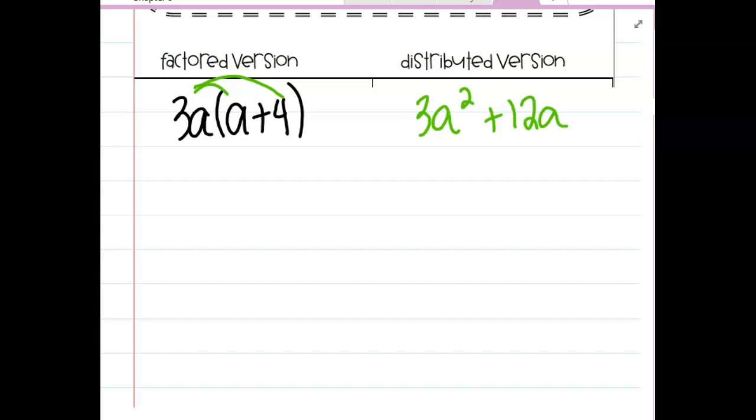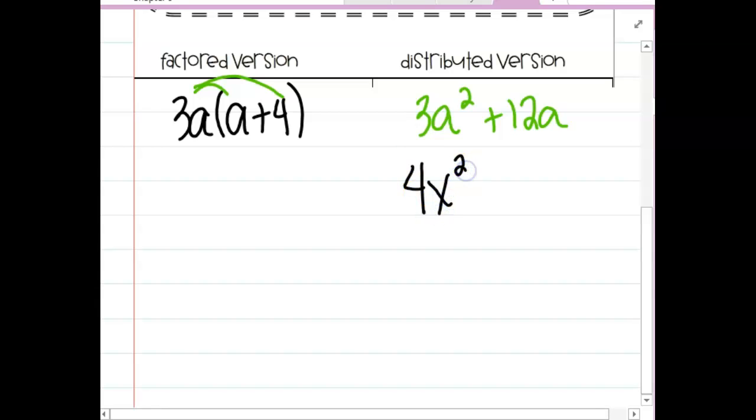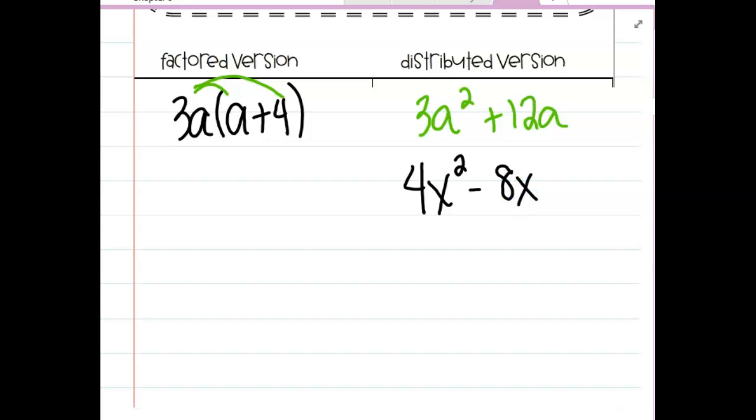So let's say we have 4x squared minus 8x. Okay, what I want to do here is turn this into a distributive property problem. So there's two things you need to find. Your answer is going to look something like this. It's going to be something times something in parentheses. What I want to know is what would I have to distribute into these parentheses to give me 4x squared minus 8x.